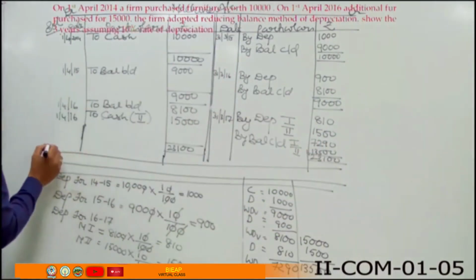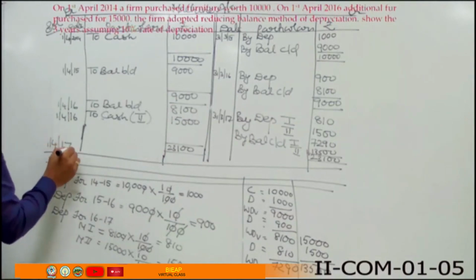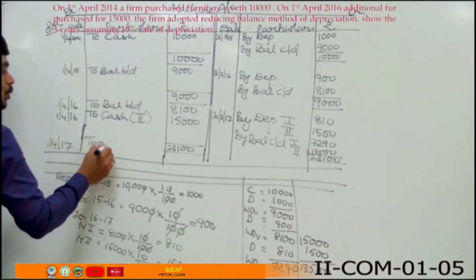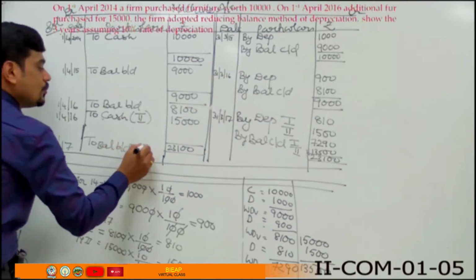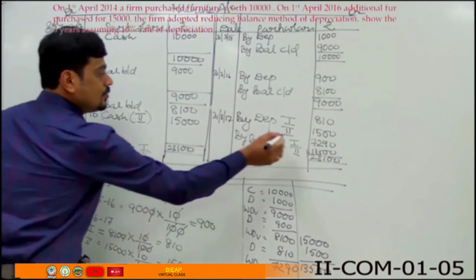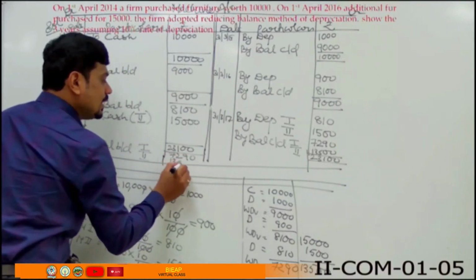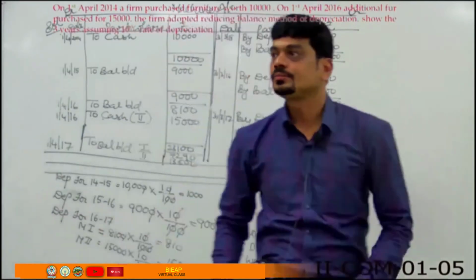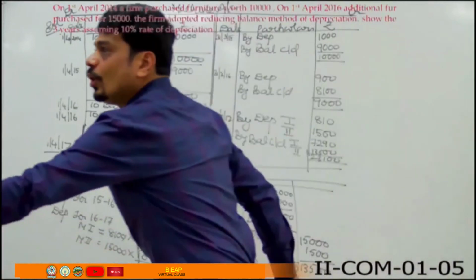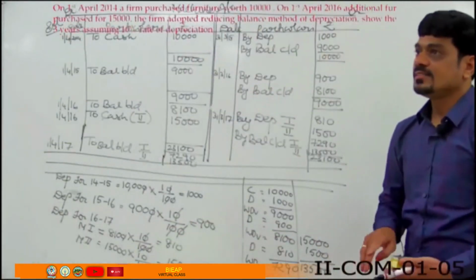23,100. Bring down the balance. 1st April 2017, to balance brought down. Machine 1, machine 2. What is machine 1 value? 7,290. 13,500. Like that, we got two machines' answer.